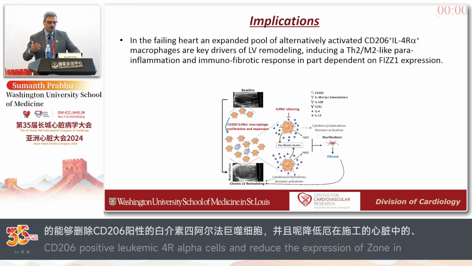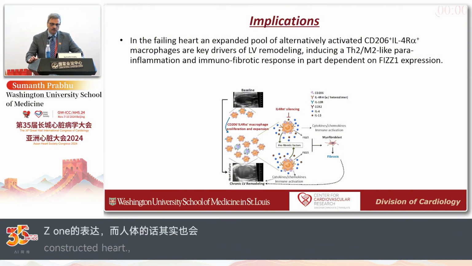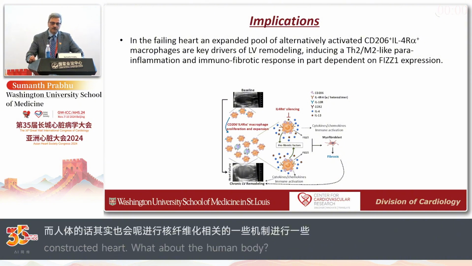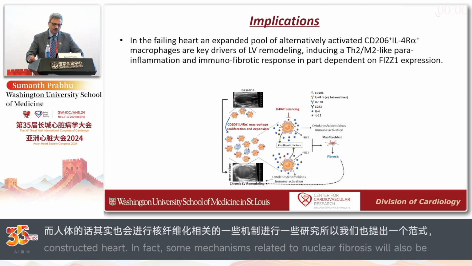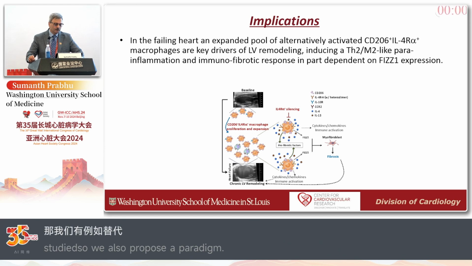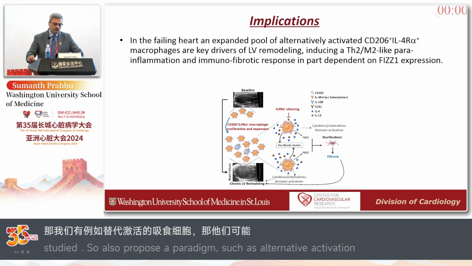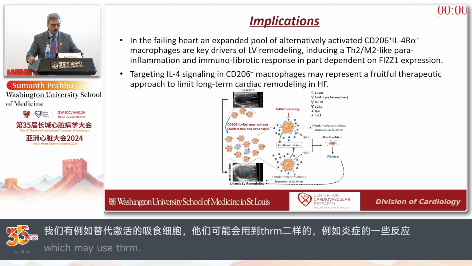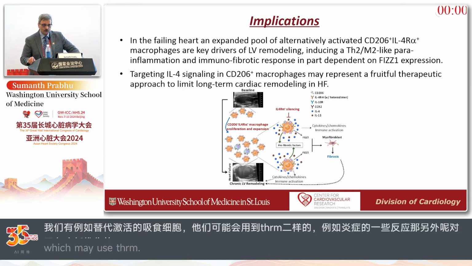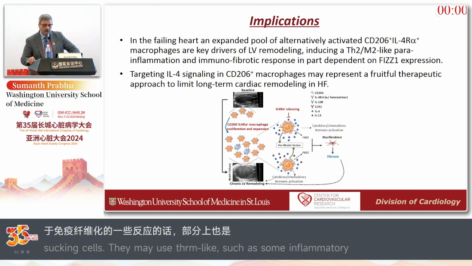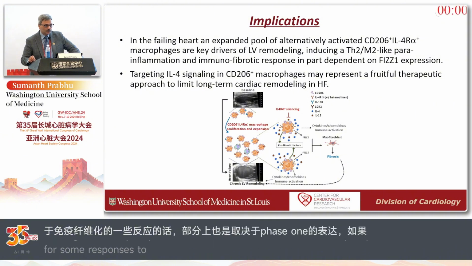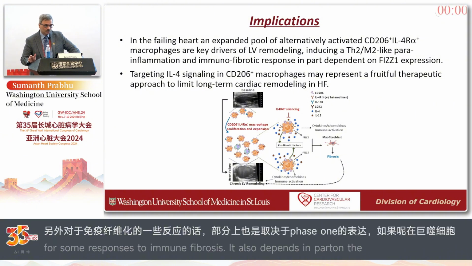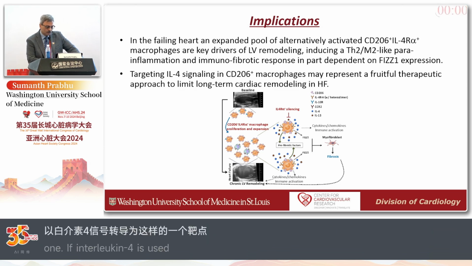So what I'd like to propose is that there's a paradigm where we have alternatively activated macrophages expanding in heart failure, that they induce a Th2, M2-like parainflammation and an immunofibrotic response that's dependent on FISI1. And so if we could target either IL-4 signaling or FISI1 in macrophages, we might be able to reverse disease in an immunomodulatory approach to reverse remodeling and improve heart failure.